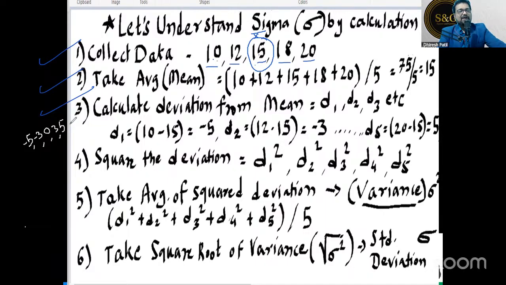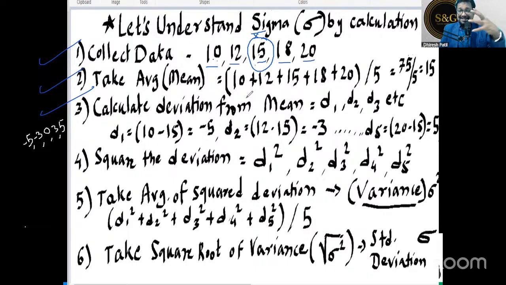Yes, so minus 5 plus minus 3 becomes minus 2. No, minus 8, sorry, minus 8 plus 0, so minus 8, then plus 3 becomes minus 5, minus 5 plus 5 becomes 0. So 0 divided by 5 becomes 0. Everybody got 0? Just give me a yes in the chat box. So the total of this becomes 0 because the minus and plus will clash with each other and you will get 0 as your answer, correct?